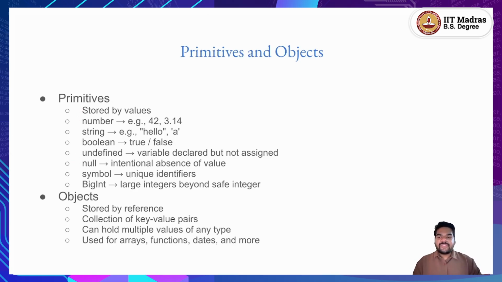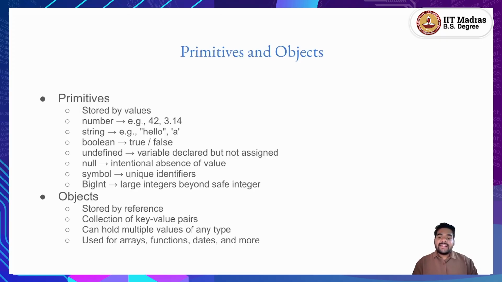Bigint is something you can use if you want a larger integer that can't be contained by the normal safe integer size. Note that JavaScript does not have separate integer and float types. They are both contained inside a number.